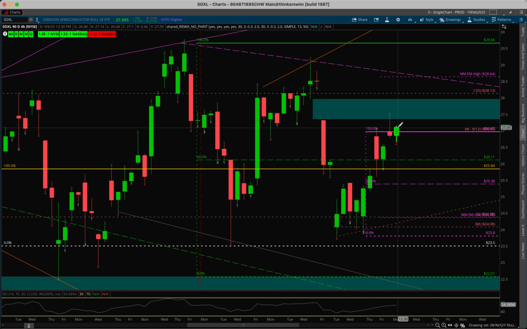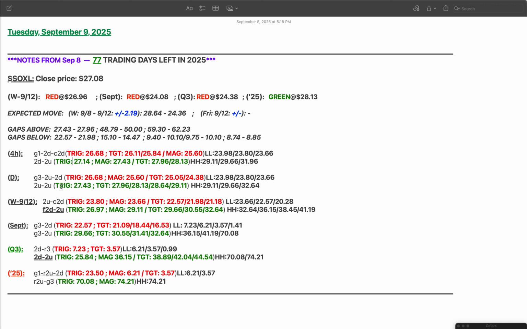If we look to the upside, we would have the failed 2 down 2 up that we were talking about. So it triggers if price action goes above the high here, so above 27.14, we're targeting the 27.43. Right, so 27.14 is our trigger. Magnitude is 27.43. We've got our extended target of 27.96, which is the top of the gap, and 28.13, which is the year flip, right? So that's just looking at it from a 4 hour perspective.